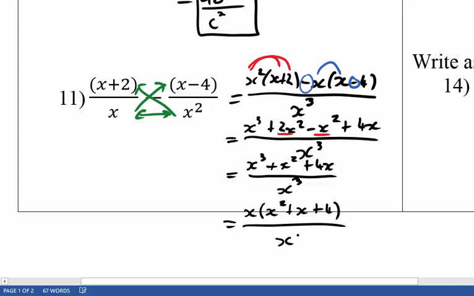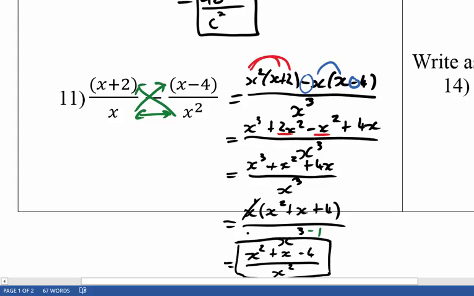And now I'll put that over x cubed. And this has an invisible 1 above it. Okay, it's an invisible 1. And so I can go 3 minus 1 from this here and cancel these things here. So that is going to be equal to, all that's going to disappear and that's going to change to the squared. So it's going to be x squared plus x minus 4 all over x. 3 minus 1 is 2. And that there is my final answer.